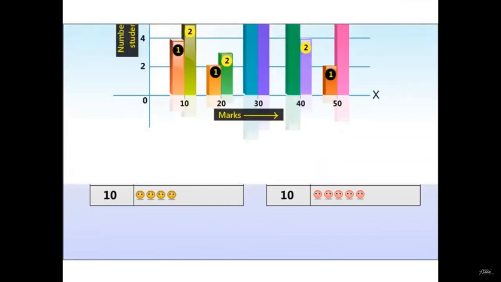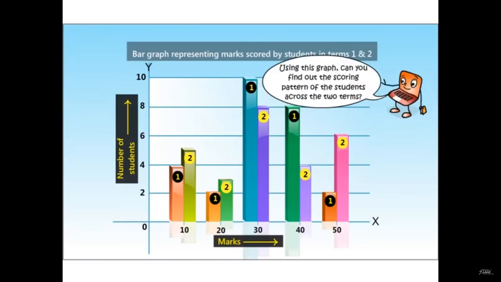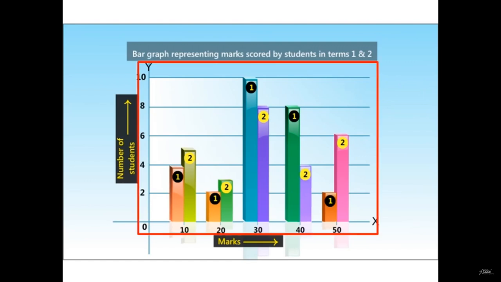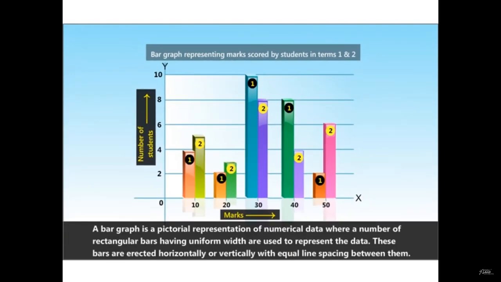Look at the same data represented in a different format. Using this graph, can you find out the scoring pattern of the students across the two terms? Yes, from this graph, we can clearly compare the scoring pattern across the two terms. Such a graph is called a bar graph. A bar graph is a pictorial representation of numerical data where a number of rectangular bars having uniform width are used to represent the data. These bars are erected horizontally or vertically with equal line spacing between them.